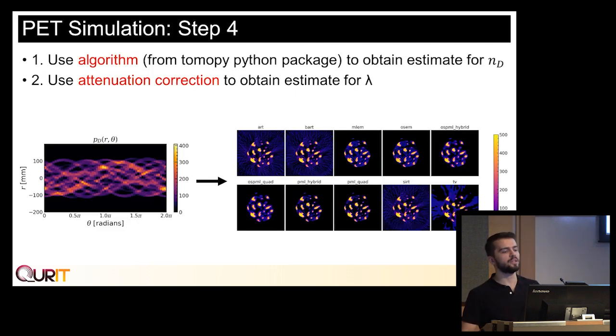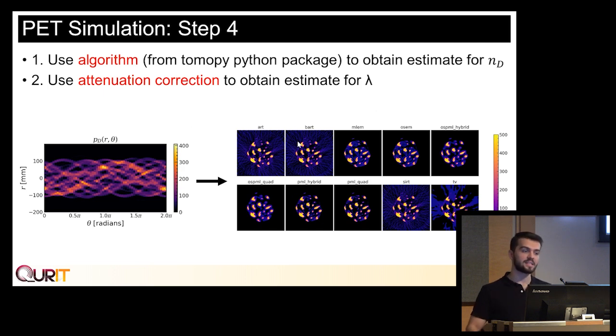So the next step is, now that we have this, we want to test various reconstruction algorithms that are used in clinical practice. The first step is I'm going to use an algorithm from the TomoPy Python package. I suggest checking it out. It's pretty cool. It gives an estimate for the number of detected decays. But of course, the detected decays aren't the same as what actually happened. So then I have to use attenuation correction to get an estimate for lambda. And the whole process is sort of represented here, and I'll get into these predictions.